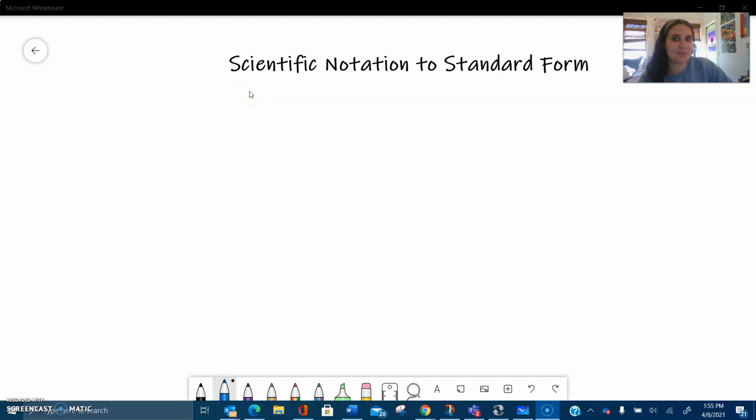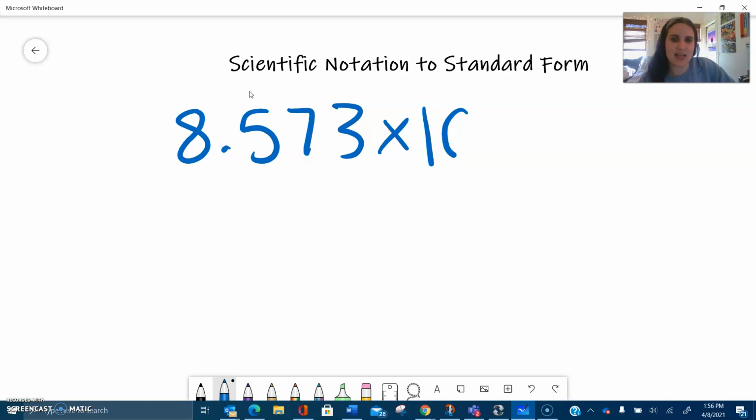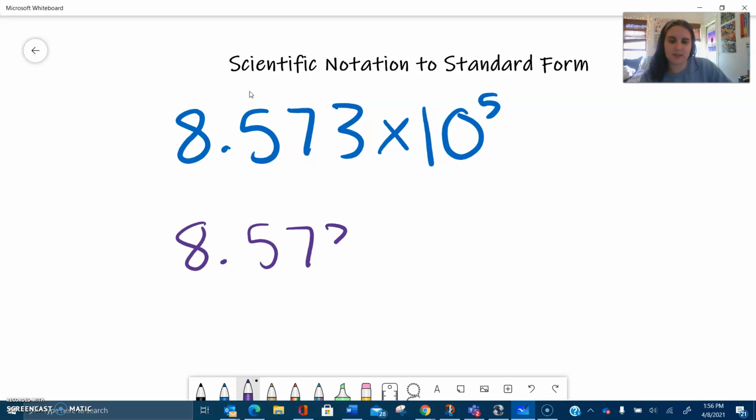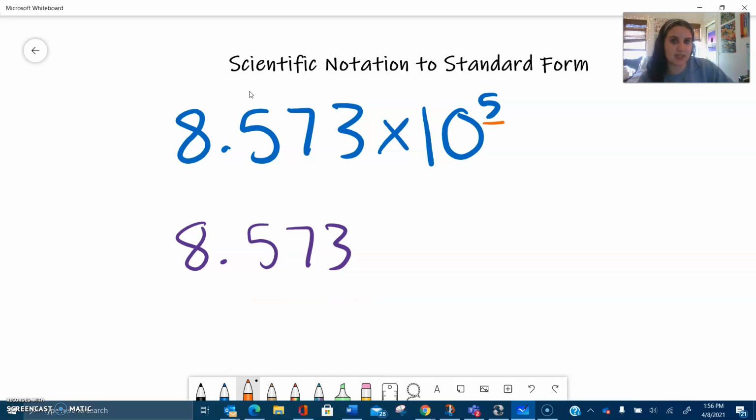Okay, now let's write a number from scientific notation to standard form. So if we have the number in scientific notation, 8.573 times 10 to the fifth. To start this, you're going to rewrite your decimal number, 8.573. The exponent tells you how many times you need to move the decimal. So just the opposite of writing in scientific notation.